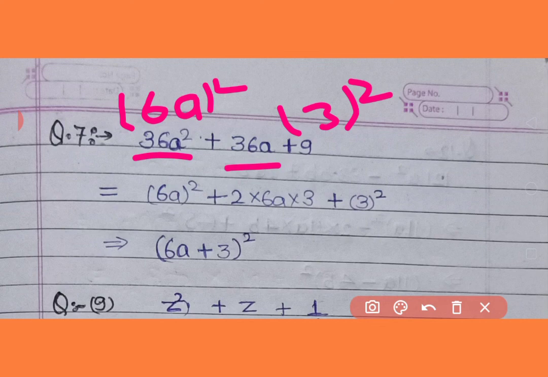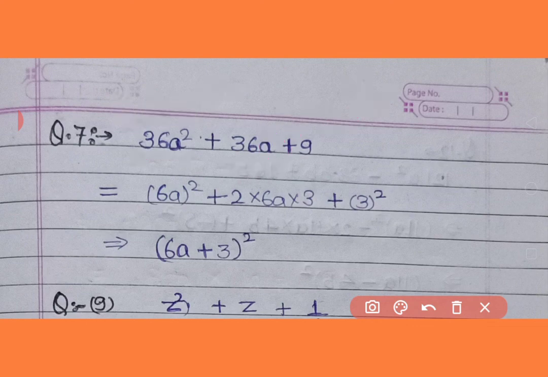And some students are thinking that 36 is also a square, but here a is given, which can't be a perfect square. So only the first and last term we have to break in the form of a square. So 36a square is broken in the form of 6a whole square, and 9 is 3 whole square. Now break into 2ab. 2 is present everywhere, a value is given 6a and b value is given 3.